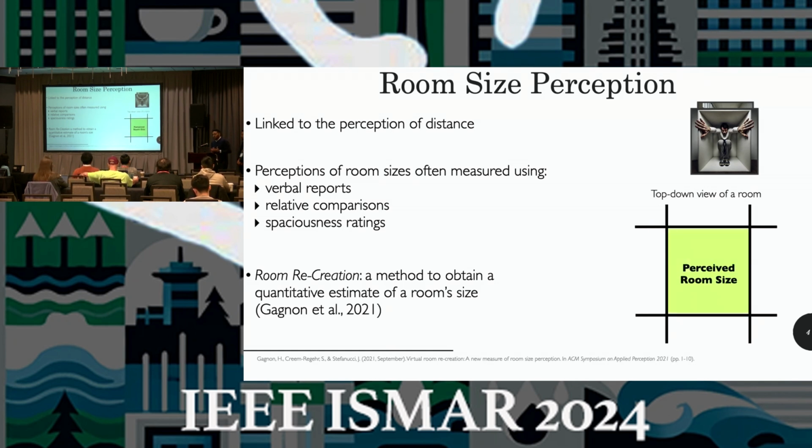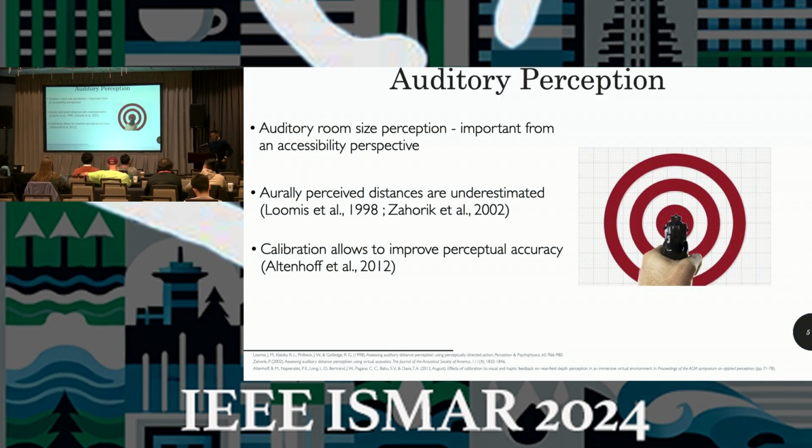Now, we most often use visual information to perceive the size of a room, but other information, like the sounds reflecting off the walls and coming into our ears, may also specify the size of the room. Studying this is important from an accessibility perspective, because think about individuals that may have impaired vision, for instance.